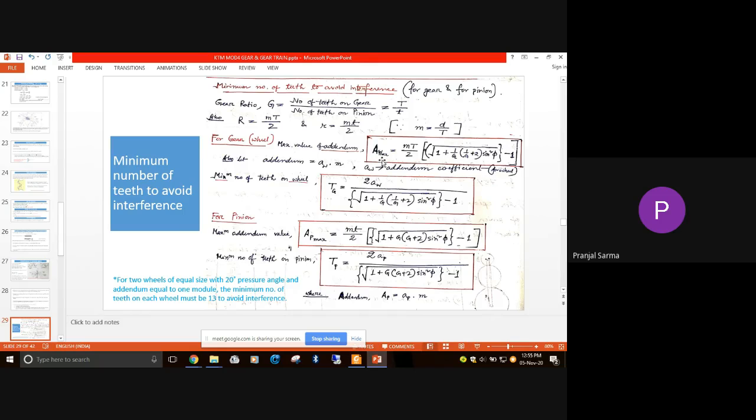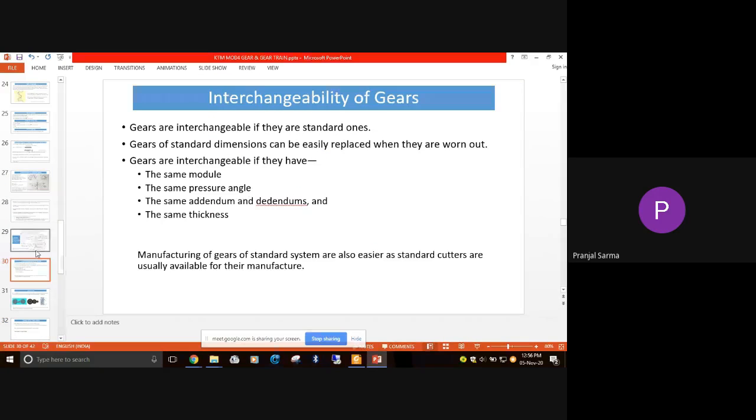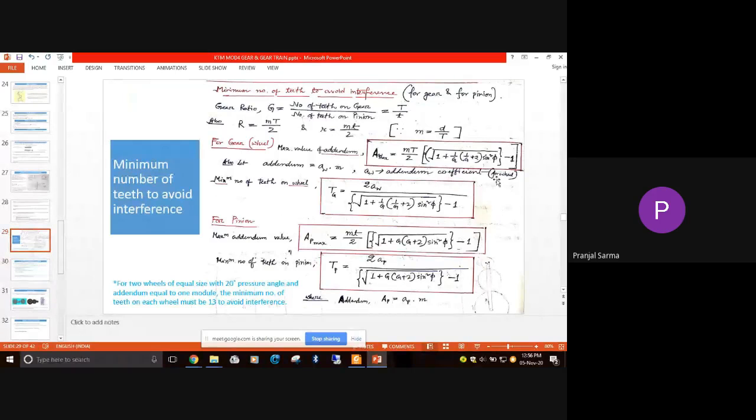A capital A we are using for addendum, W we are using for wheel to represent the gear, and max means maximum value. So you can obtain it by this expression: m t by 2 whole into the root over 1 plus z plus whole into 1 plus z plus 2 into sine square phi, minus 1. If you utilize this expression once or twice, it will be easy to remember.